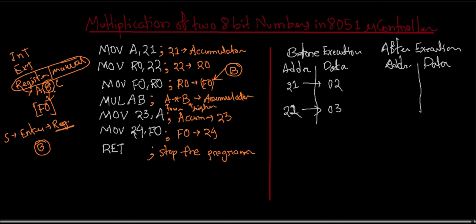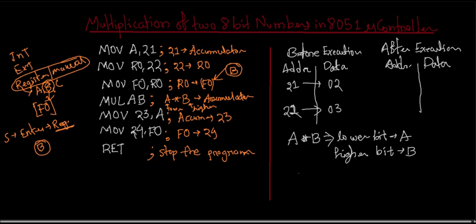Now what will happen? This 22 is going to R0, and this 21 whose content is going to the accumulator, after this moving function, goes to the multiply instruction. So multiplication of A is happening with B, right? And the lower byte is going to A, the higher byte is going to B, right? I hope you got it.